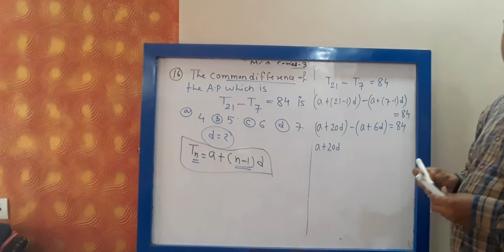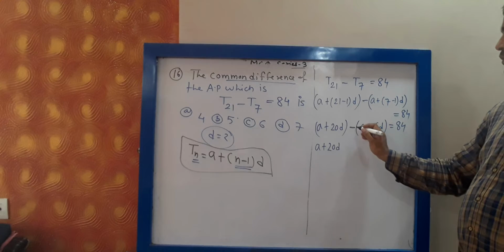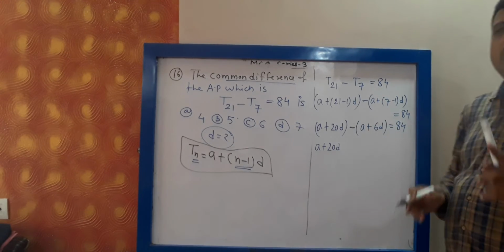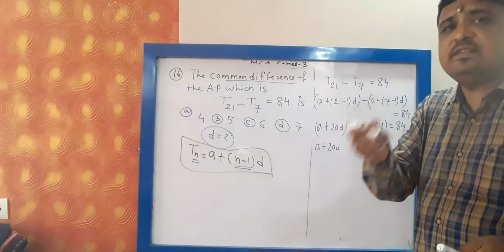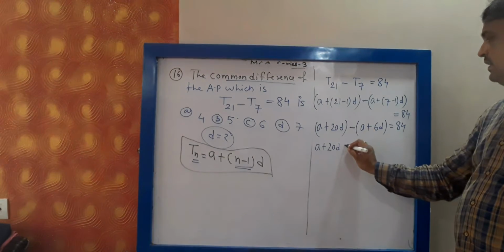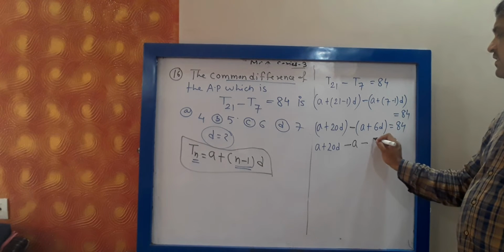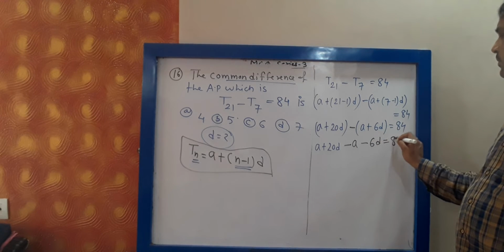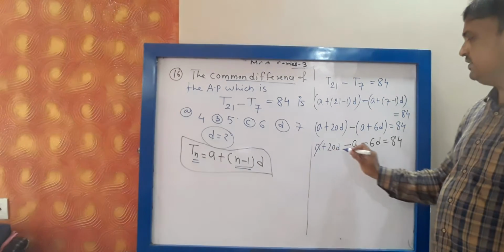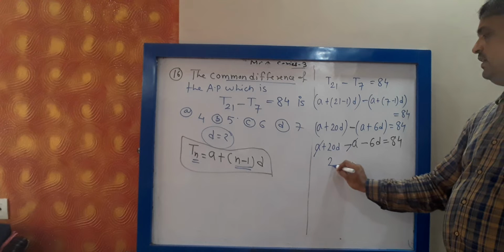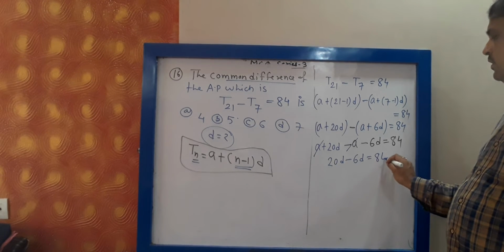Now for the second bracket, outside we have a minus sign. So whenever you have a minus sign outside the bracket and you open the bracket, the sign inside changes. So this is minus A, then plus 6D will become minus 6D is equal to 84. Then plus A, minus A get cancelled.